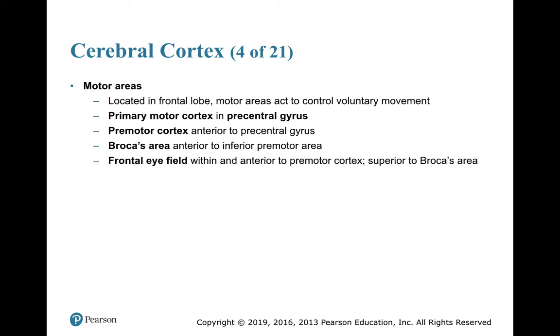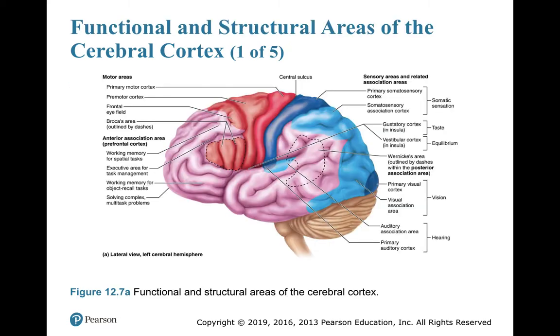So let's look at the motor areas. Most of those are in the frontal lobe. They act to control voluntary movement. Some important ones include the primary motor cortex, which is in the precentral gyrus, the premotor cortex, which is anterior to the precentral gyrus, Broca's area, which is anterior and below the premotor area, and the frontal eye field, which is within the anterior premotor cortex above Broca's area, shown here.